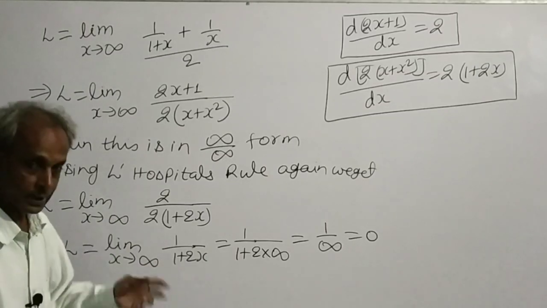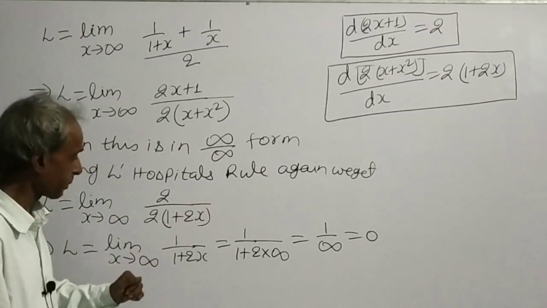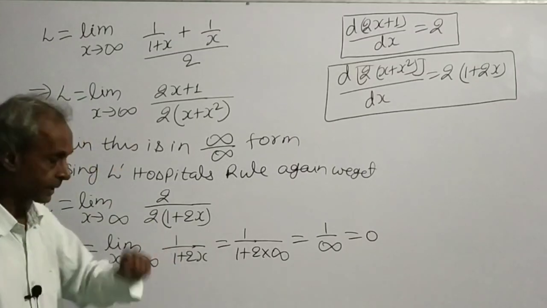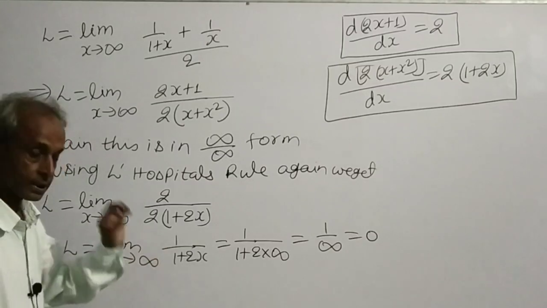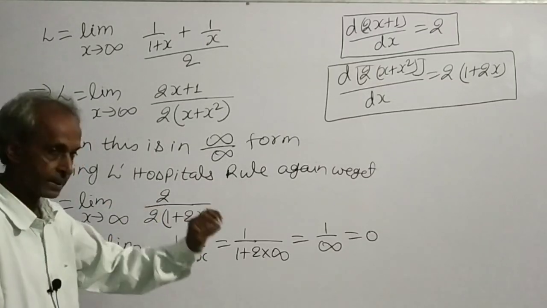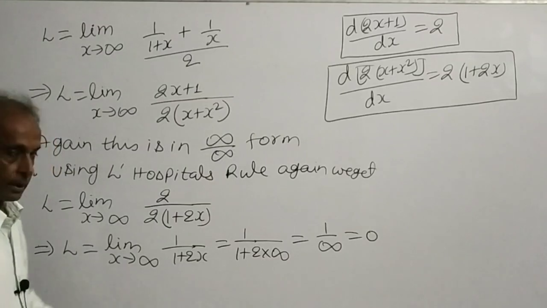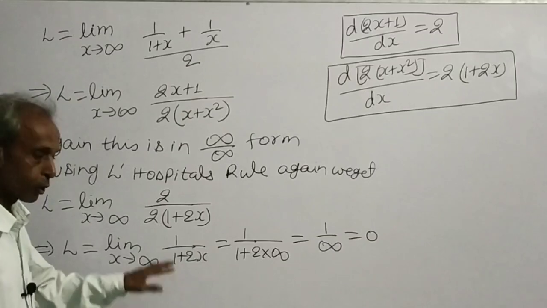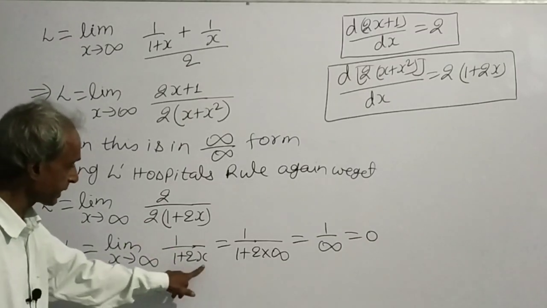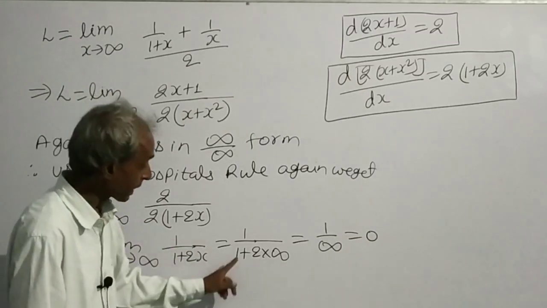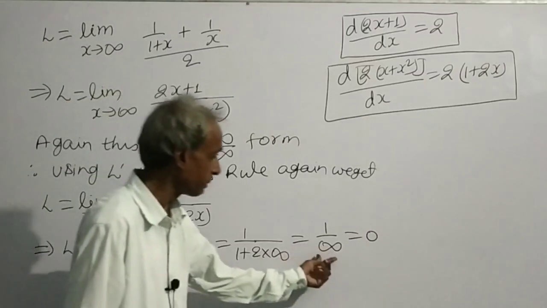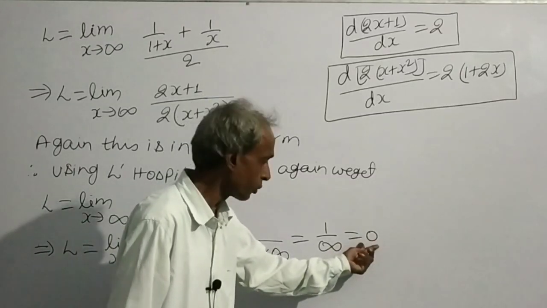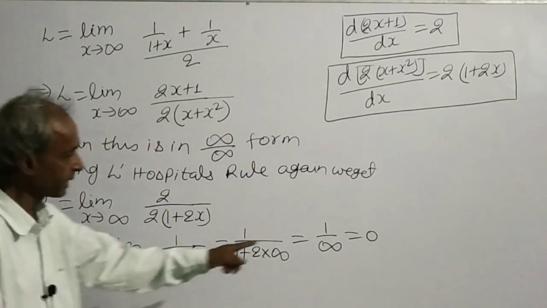This is not in infinity by infinity form because the numerator is 1, not infinity. Actually, this is not in any indeterminate form. Indeterminate form has been removed. Therefore, now we will put infinity in place of x. 1 plus 2 times infinity will be infinity, and 1 by infinity tends to 0. Therefore, limit will be 0.